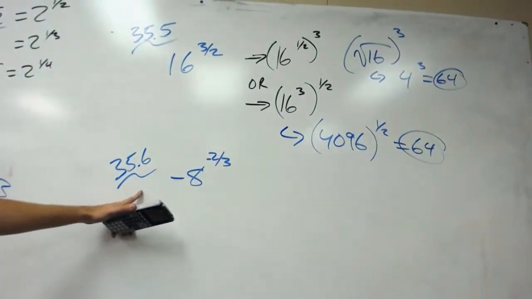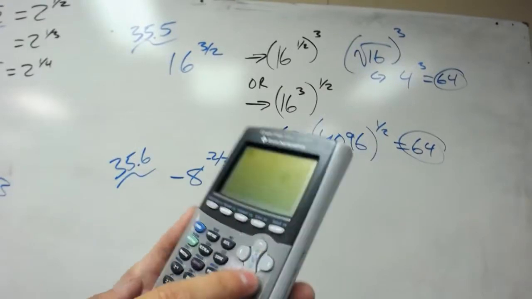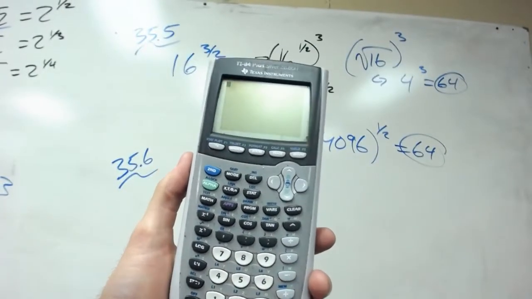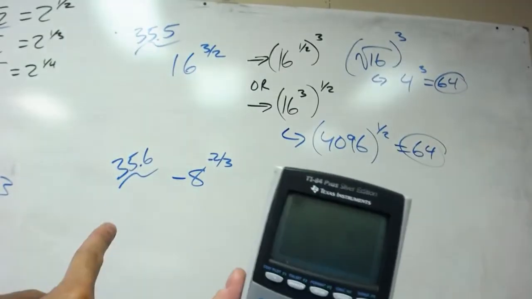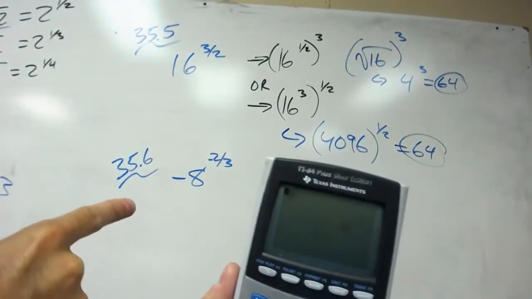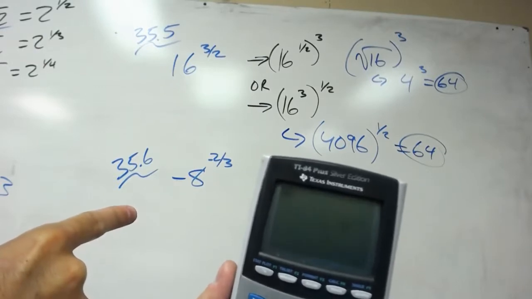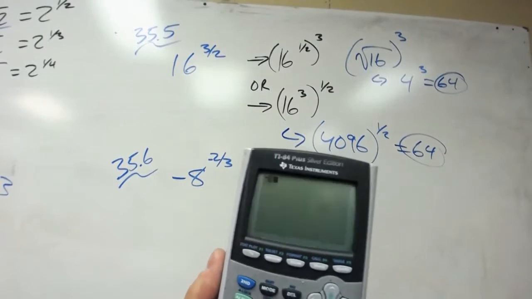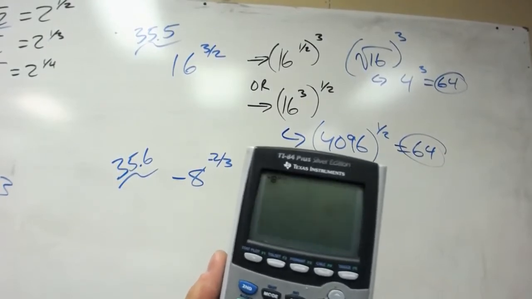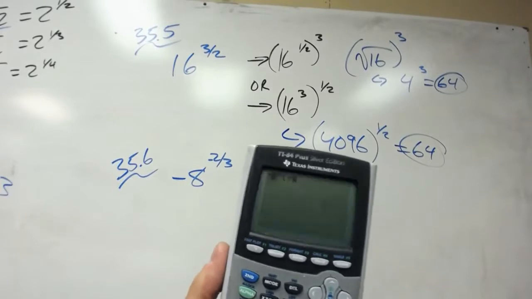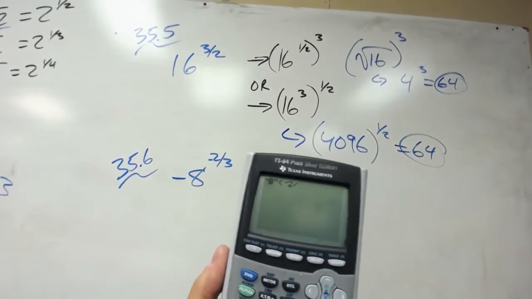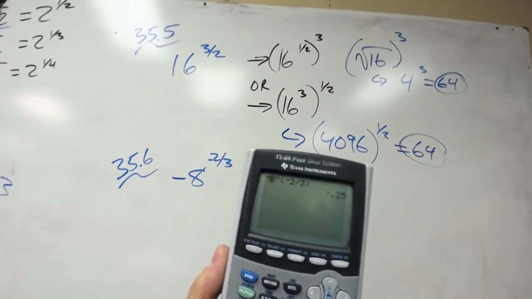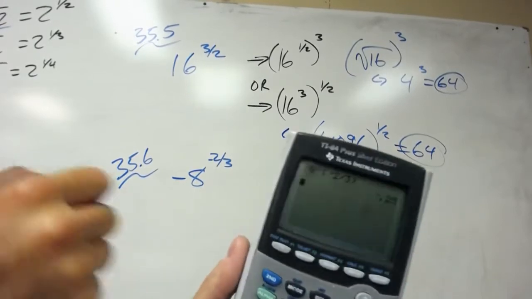35.6, let's solve this one by just plugging it into our calculator, because I'm sure that's what y'all would prefer. It's negative 8 to the negative 2/3 power. So I punch negative 8 caret parentheses negative 2 divided by 3 close parentheses, and I get negative 0.25.